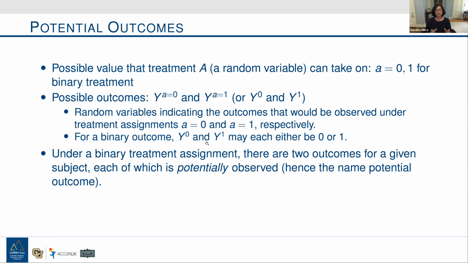So there are these binary outcomes Y0 and Y1. For example, if we're thinking of binary outcomes, and those are under these 2 hypothetical scenarios. So these are our potential outcomes. And under a binary treatment assignment, there are 2 outcomes for a given subject, each of which is potentially observed. So one of them is observed and the other is unobserved.